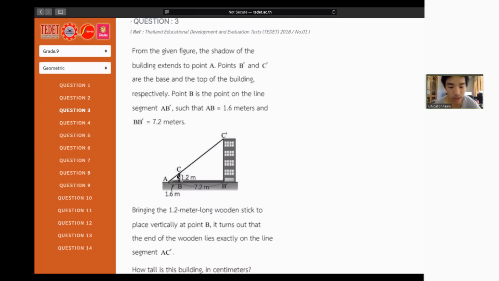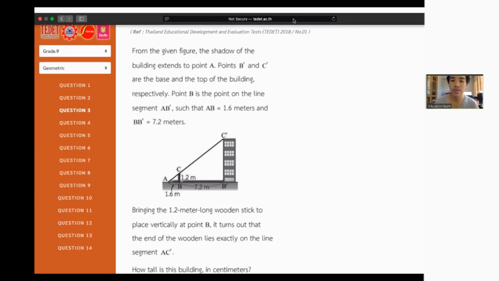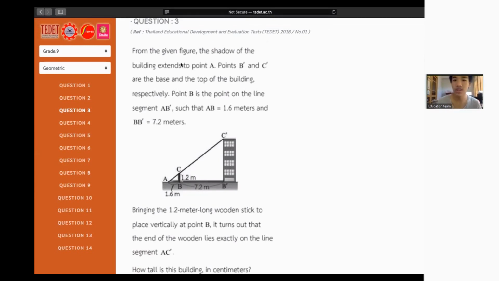Okay, so the main technique we're thinking of here is similar triangles. I hope you all know similar triangles, right? We have this small triangle ABC, and we also have the big triangle AB'C'.